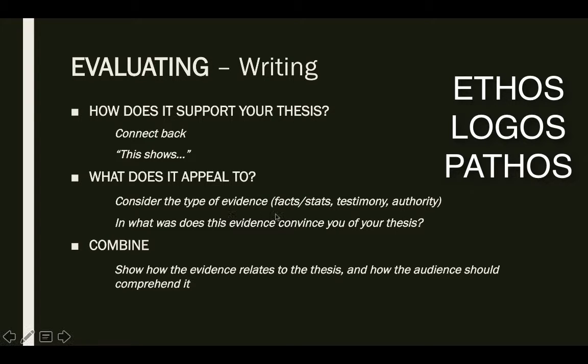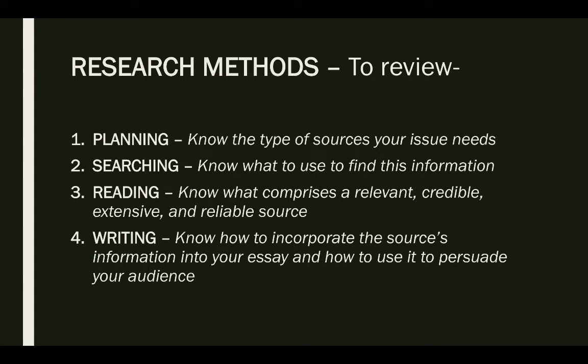And then, once you realize that, you want to kind of combine the two. You want to show how this evidence relates to the thesis, and then say how the audience should comprehend it. And in doing so, you'll make the sources that you pull out persuasive to an audience in support of your thesis. So to step away and review, there's a 4-step process to evaluating sources for argument. We want to plan, which means you know the type of source your issue needs. You want to search, which means you know what to use to find this information, such as Google or other scholarly databases through our library. Reading, you want to know what comprises a relevant, credible, extensive, and reliable source. And last, writing, you want to know how to incorporate the source's information into your essay and how to use it to persuade your audience.